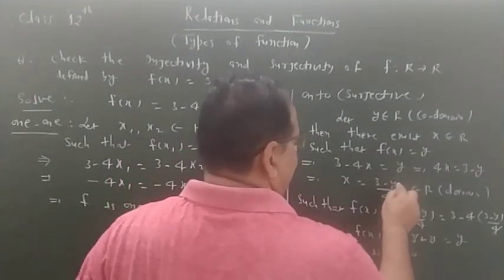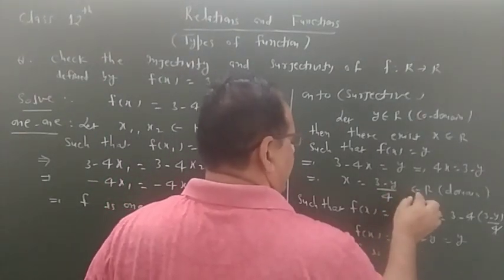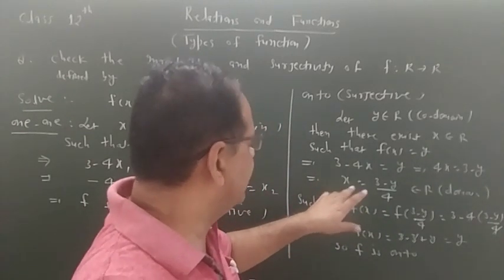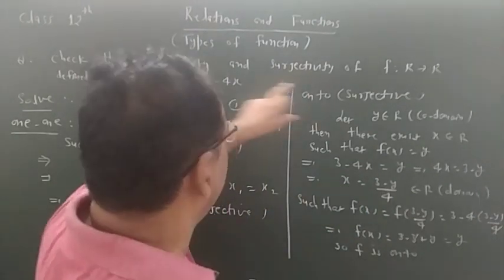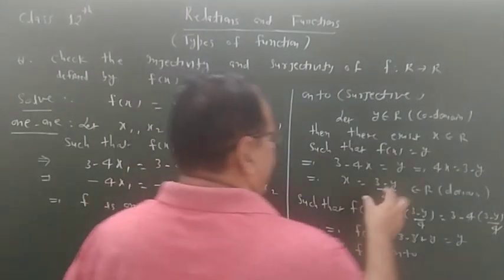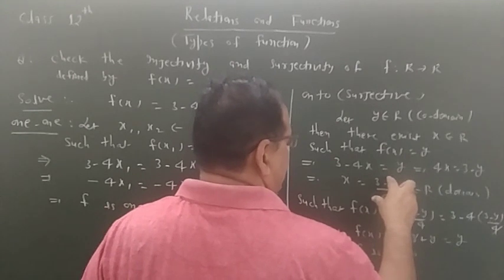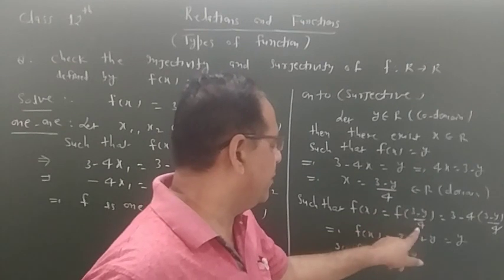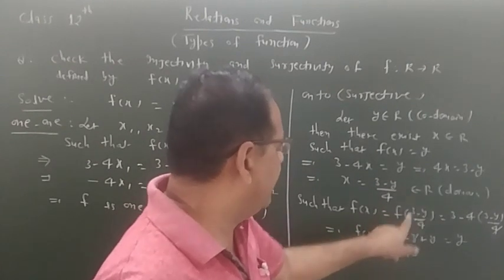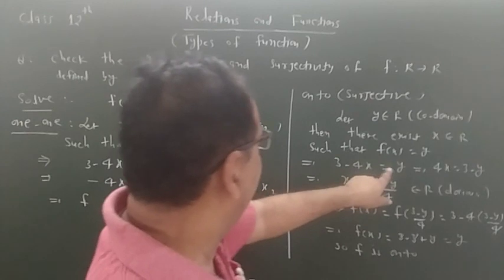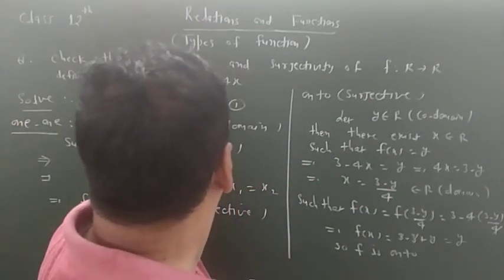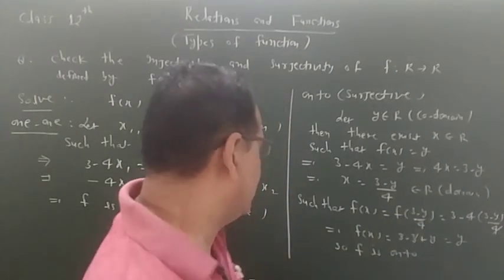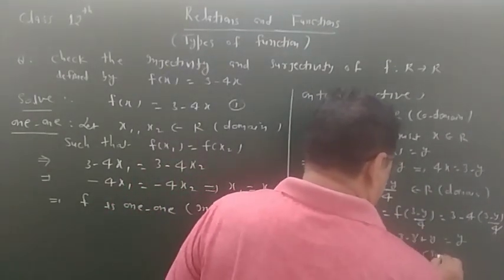Clearly for each real number y, (3 - y)/4 is also a real number, so it will be an element of R. The first thing is that this x should be an element of the domain R. Now we check whether the image of this element is y or not. So we check f(x) = f((3 - y)/4). This is the value of x. Put it in f(x) = 3 - 4x. In the place of x, we put (3 - y)/4, so we get y. So this shows that f is onto, meaning surjective.